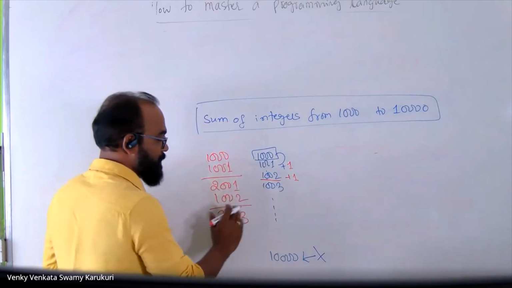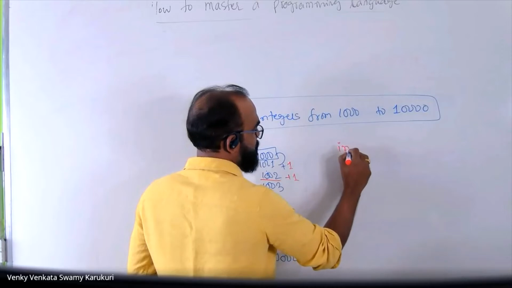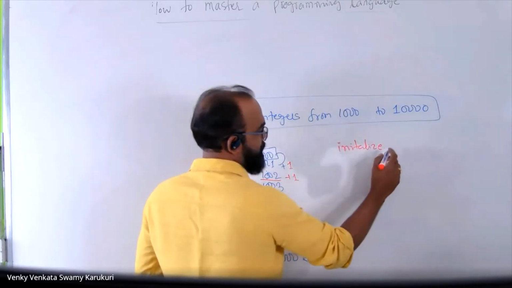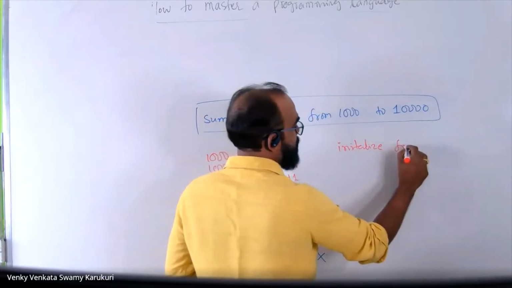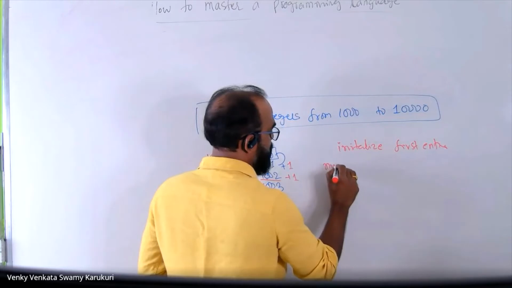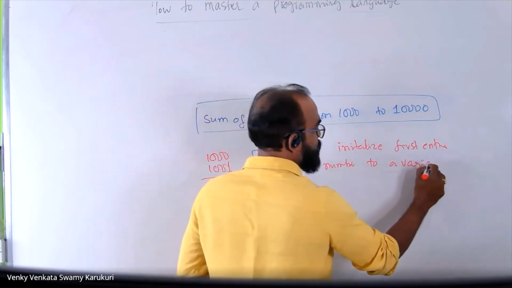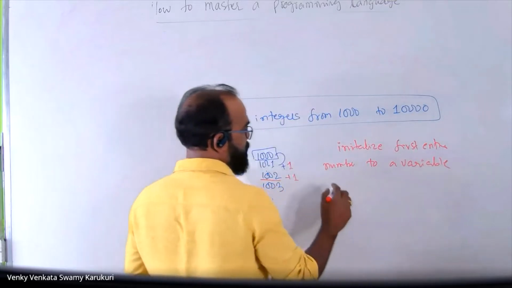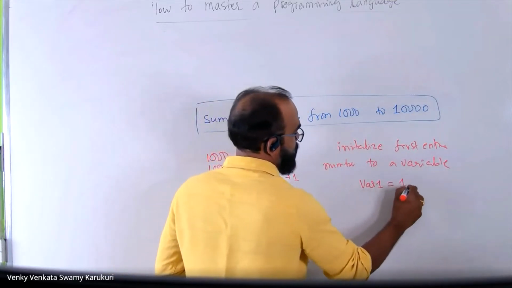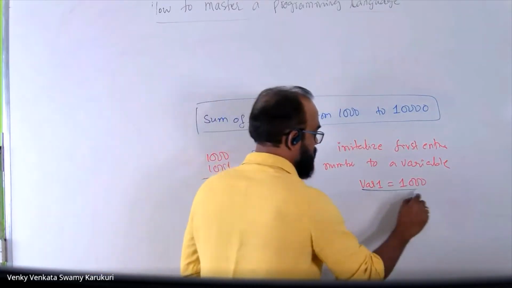So now this is the logic. Now, so what is the logic? So you take, okay, initialize. So what is initializing? The first numbers, right? Initialize the first entry number to a variable. Variable, now we have understood, we need a storage in the computer. So let's say var1 is equal to 1000. That is a step, right? So this is one step.